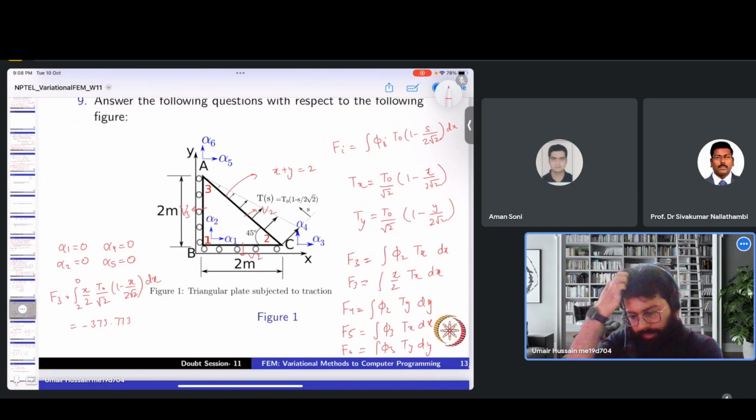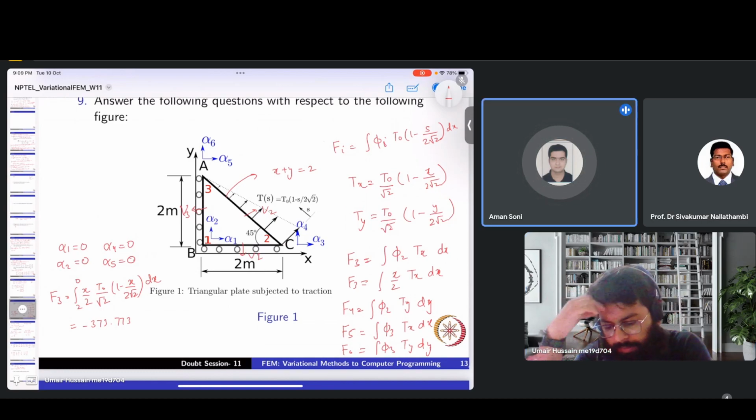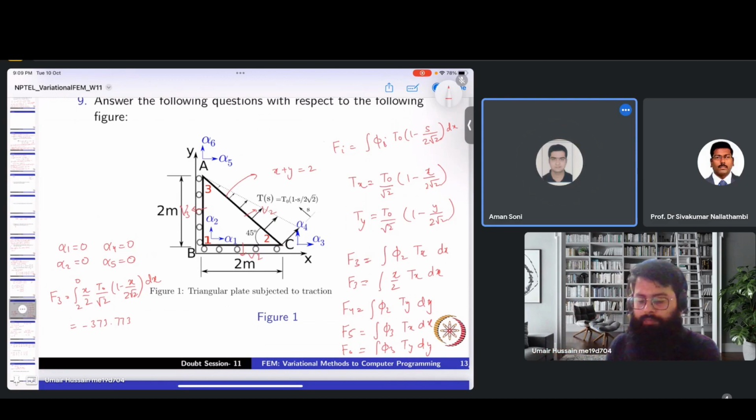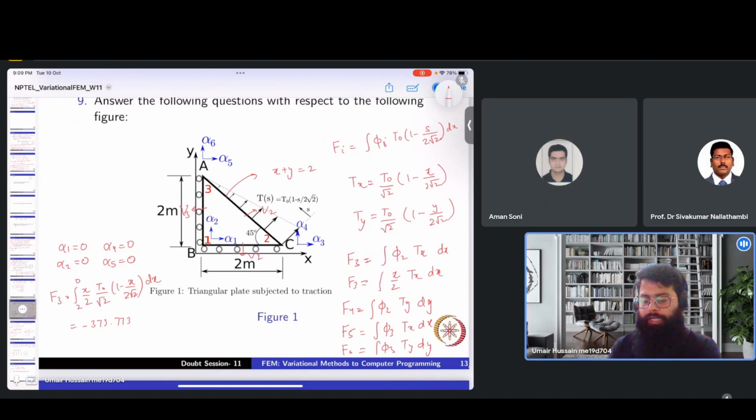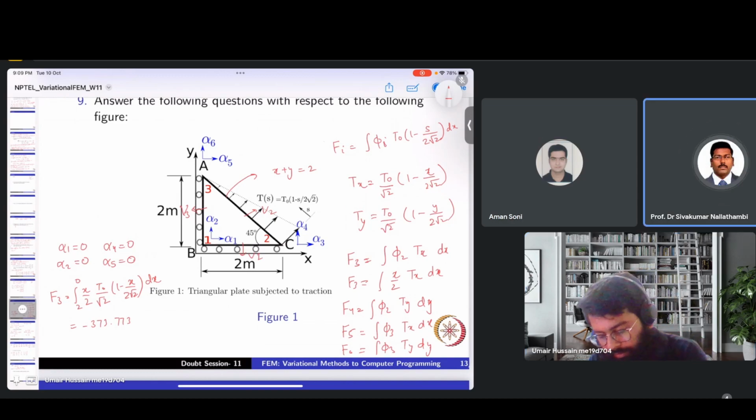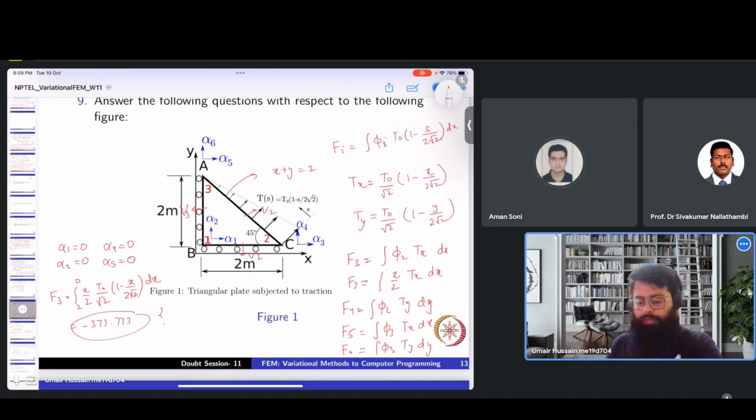Actually, this answer I am also not getting yet. How this answer was calculated correctly, 0.63 to 0.67, I didn't get this thing. Okay, so I'll take a look into it. Maybe we'll discuss in the next class. I'll take a note of it.